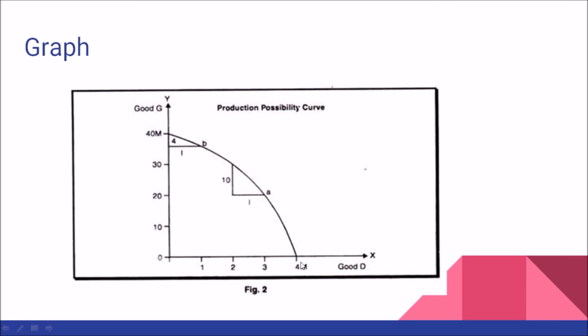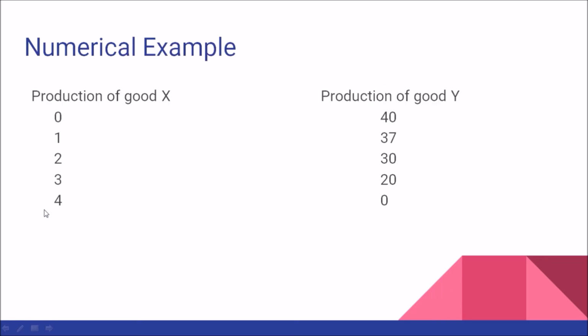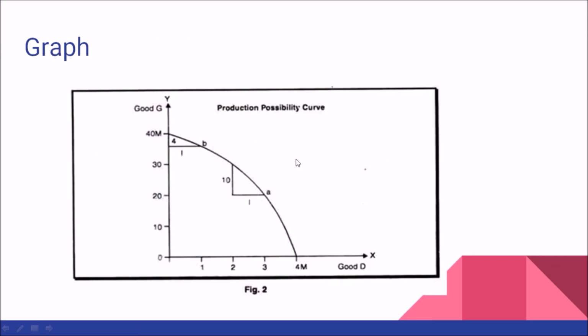Now we will move on to the X-axis. The maximum amount of good X which can be produced in this economy is 4 units, and meanwhile you can notice the production of Y is 0 units when X is produced to the maximum amount, that is 4 units. So when good X is produced with all the available resources of the economy, the production of Y is decreased to 0 from 40 units.